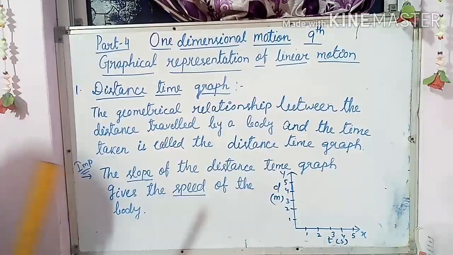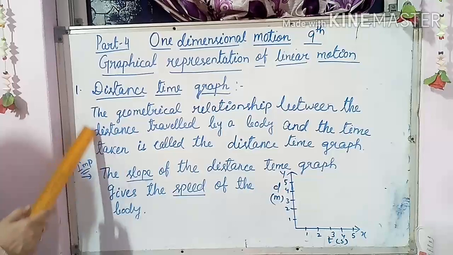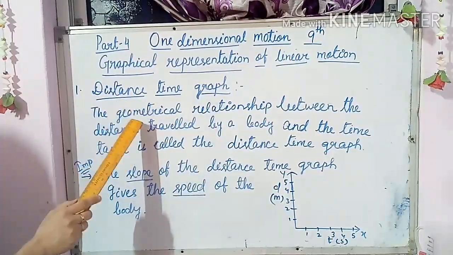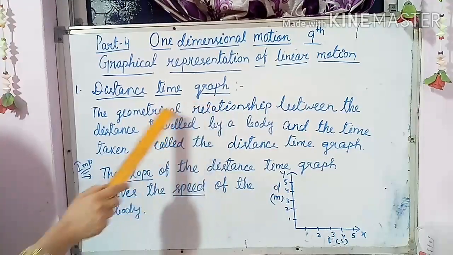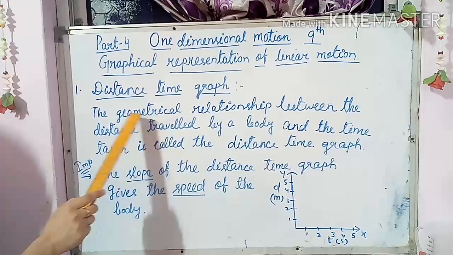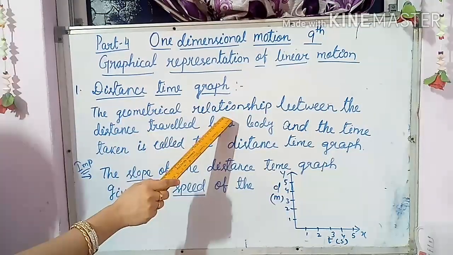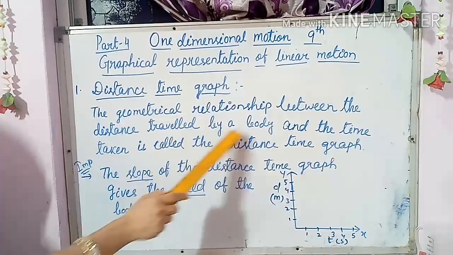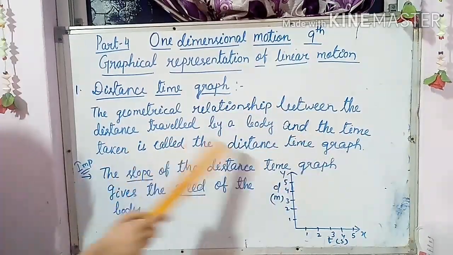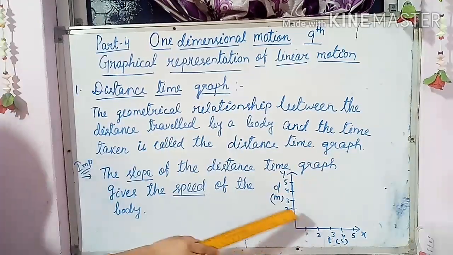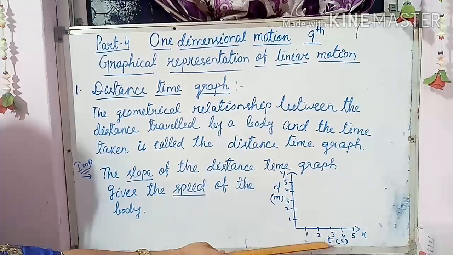Now let's start. Children, whatever I have taught you right now, that I have written. A distance time graph is a geometrical representation you are doing on a graph paper. So it is a geometrical relationship between distance and time. The distance travelled by a body and the time taken is called your distance time graph. Means you have to draw a graph between the distance and the time taken by the body.